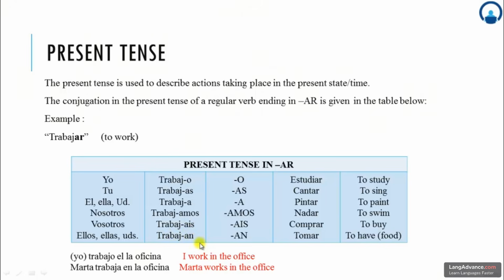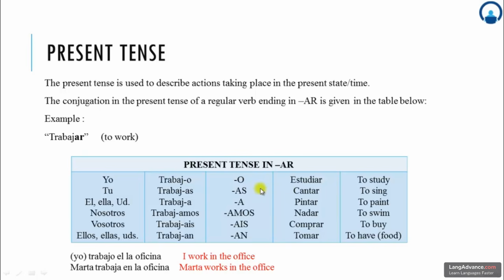Now similarly, we'll use these AR verbs and try to do the conjugation. So what we have to do is remove the AR. Suppose the first verb, estudiar, that means to study. I want to conjugate in this format. So just remove the AR and put one of these endings in that place. So I remove the AR and I put o. So that becomes estudio. I remove the AR and it becomes as, estudias. Keep writing this in your notebook.